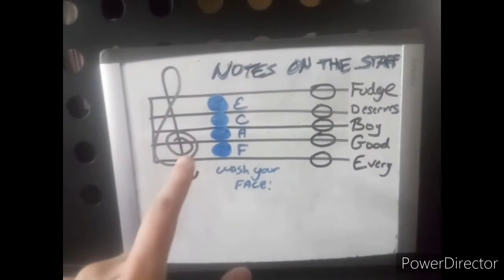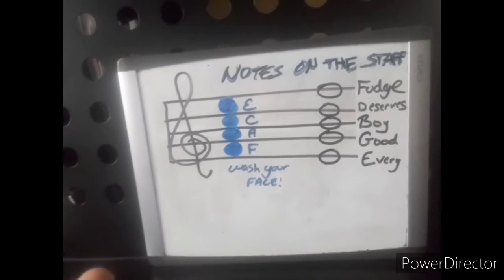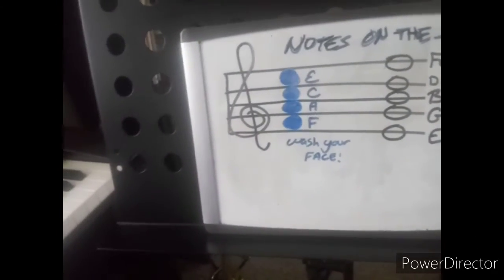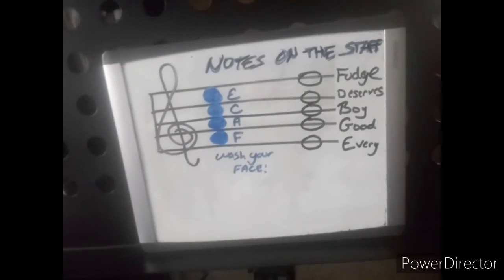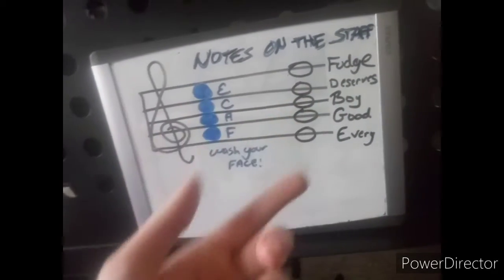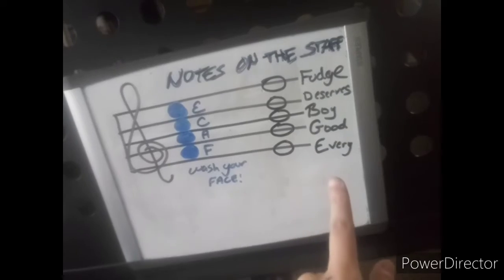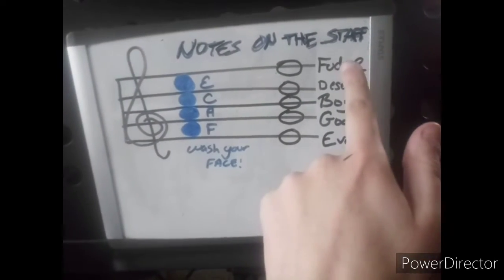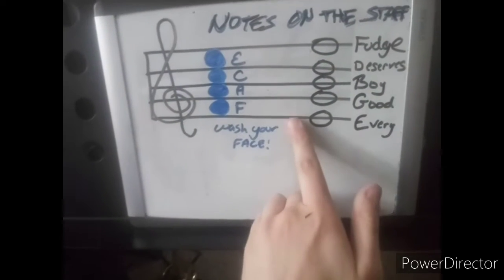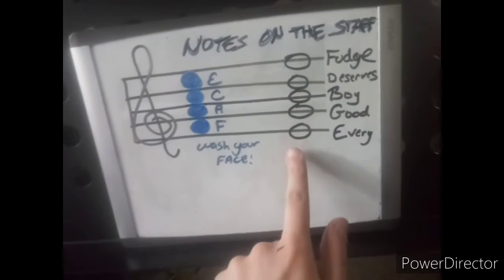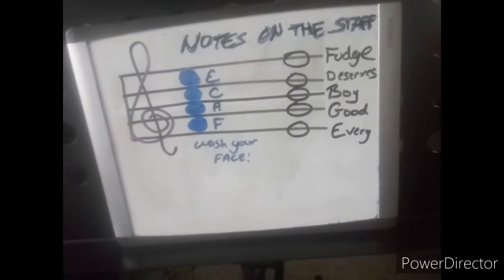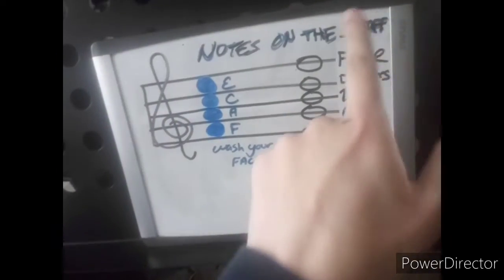So this is called the staff. The staff in music is where all the notes and everything goes on, and that's how musicians read so they know what to play. So most people when they're learning music, they learn this little trick. It's every good boy deserves fudge, and that just means that these lines are the notes E, G, B, D, and F. So every good boy deserves fudge.